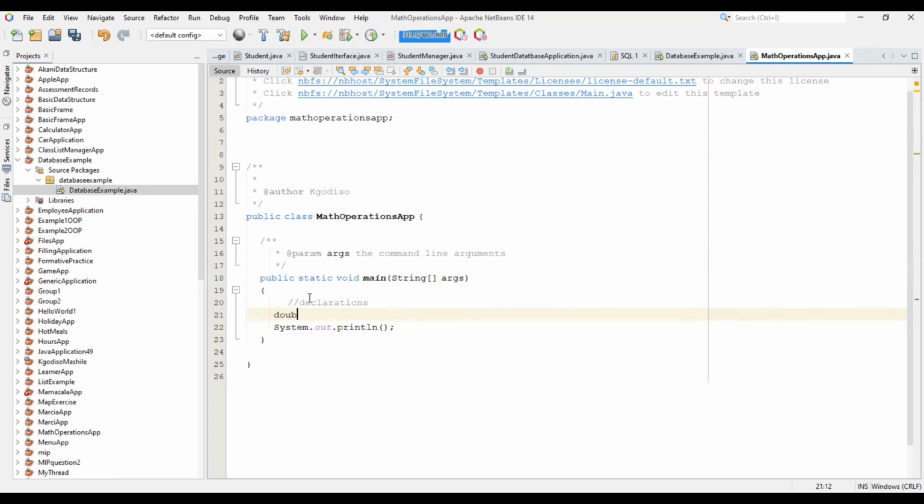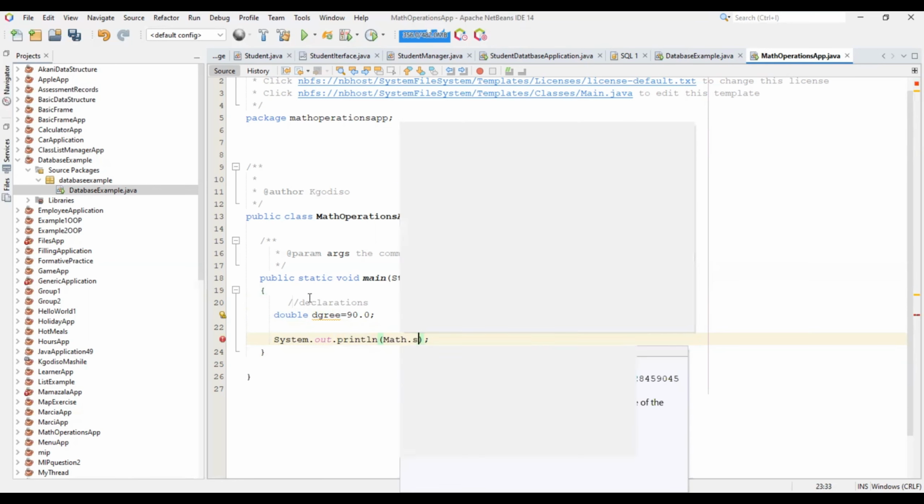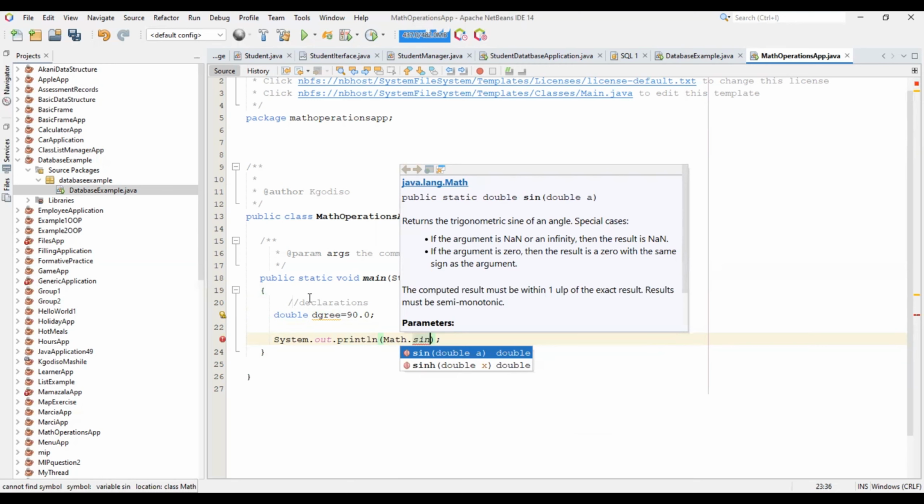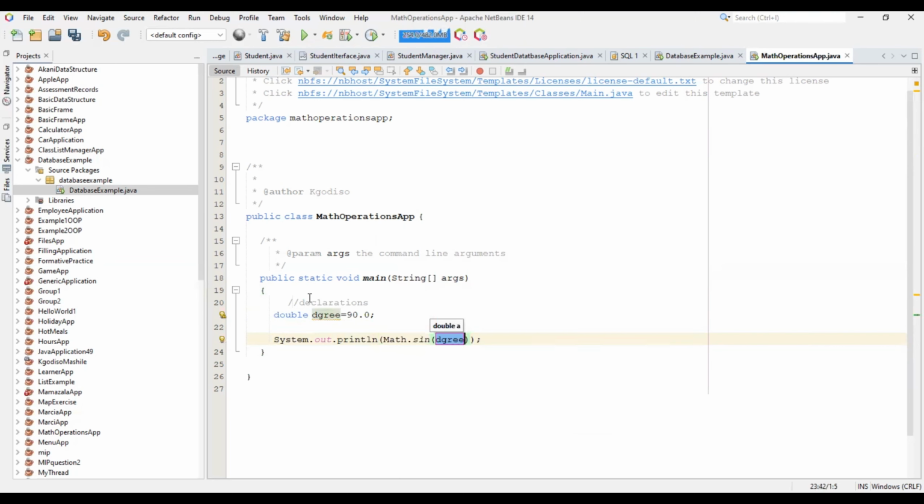Now, let's have a double and call it degree. Let's just say that we are doing one for 90 degrees, so 90.0, which is going to be 90 degrees. I want to do a sine of 90 degrees. The way that you can access it is that you write the name of the class, which is Math, you say dot, and then the method that you can get from that class is sine. Then you say Math.sin(degree), that should give you the sine of 90 degrees.